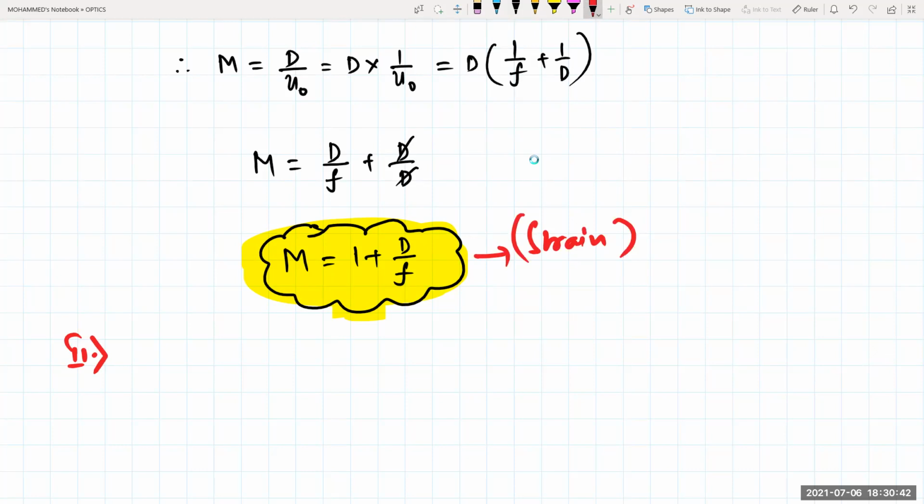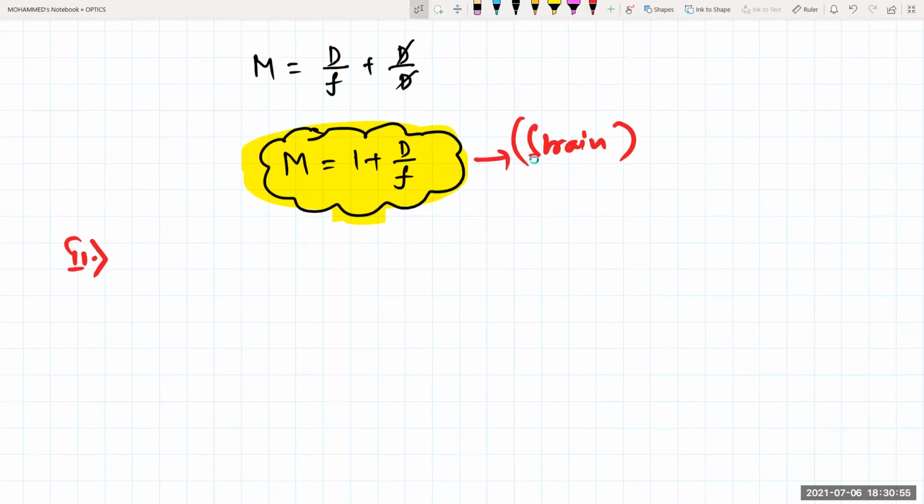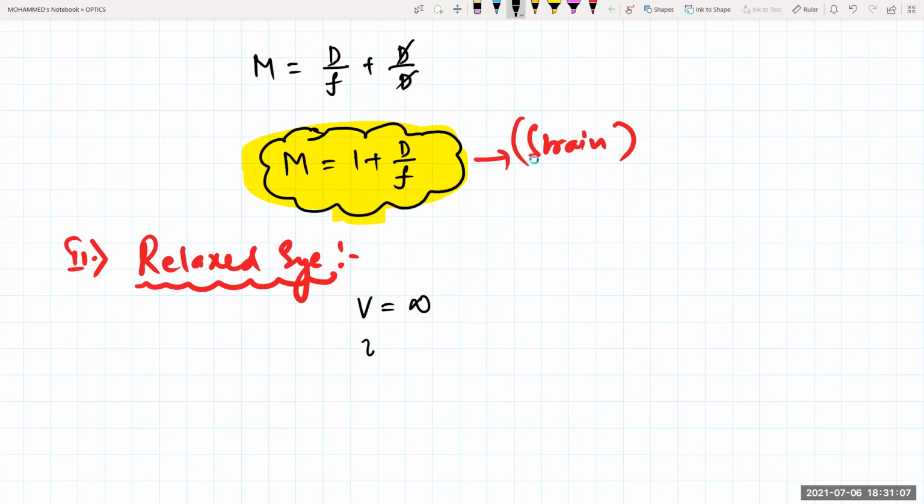In maximum magnification, because you open your eyes, that is the least distance of distinct vision. When the object is at 25 centimeters, you will be opening your eyes very wide to try to see. That means you are getting strain in your eyes. Now the relaxed eye position means no strain. When is the relaxed position? When the image is at infinity and the object is at minus u naught.